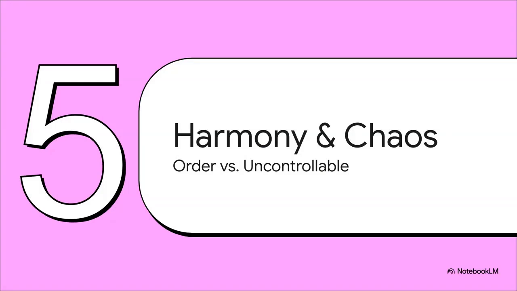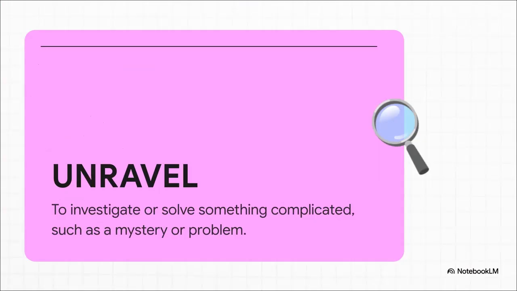In this section, we're going to explore two opposite ideas. On one hand, creating order and harmony, and on the other, dealing with forces that are just completely out of our control. So when you have a complex problem, maybe a mystery, what do you need to do? You need to unravel it. This means you solve it by carefully figuring it out, piece by piece, just like untangling a knotted rope. Scientists are still trying to unravel the mysteries of the universe.